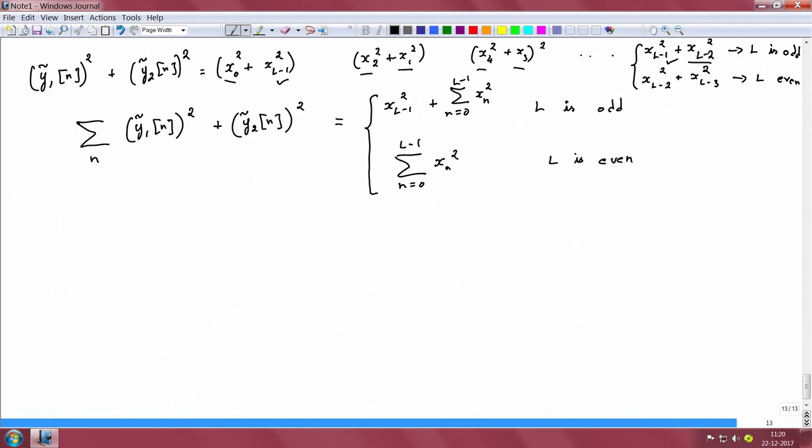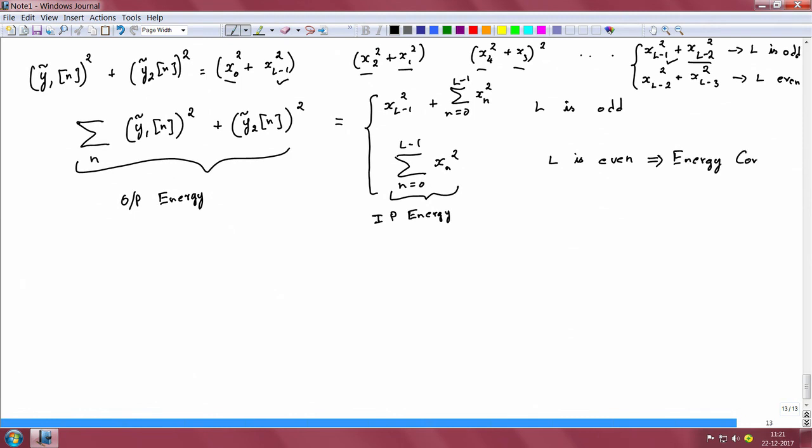So, from here, this is the energy at the input, and this is the output energy. For L equal to even, we have energy conserved, and for L equal to odd, energy is not conserved.